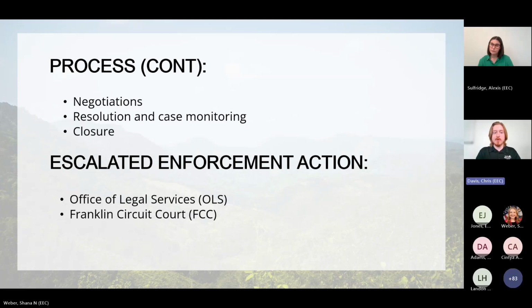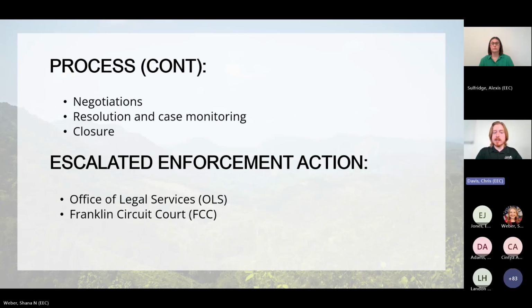When it comes to agreed orders, like I had mentioned, they are a legally binding document between both parties. It's a bit more of an involved process, as it's mainly for monitoring. If you all have projects that will take a little bit more time, like upgrades to a facility, replacing blowers, anything like that.